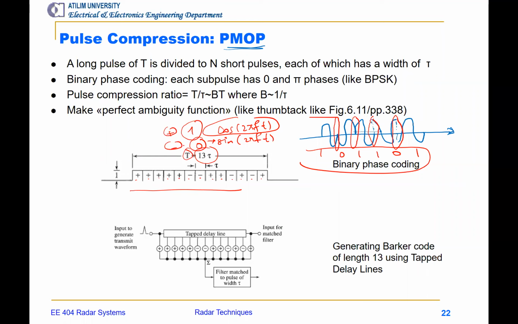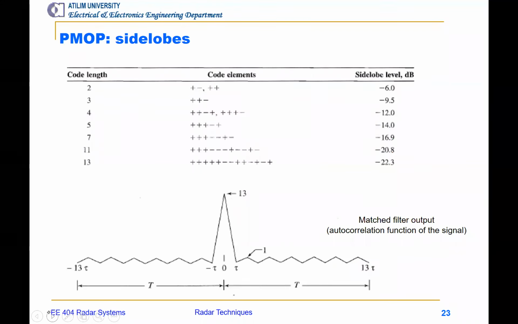Okay, so then I have to know this code, and this is one known as Barker code, which is known for its low side lobe levels. Here, for example, we have code elements 2, 3, 4, and until 13. For 13, the side lobe level is minus 22 dB.